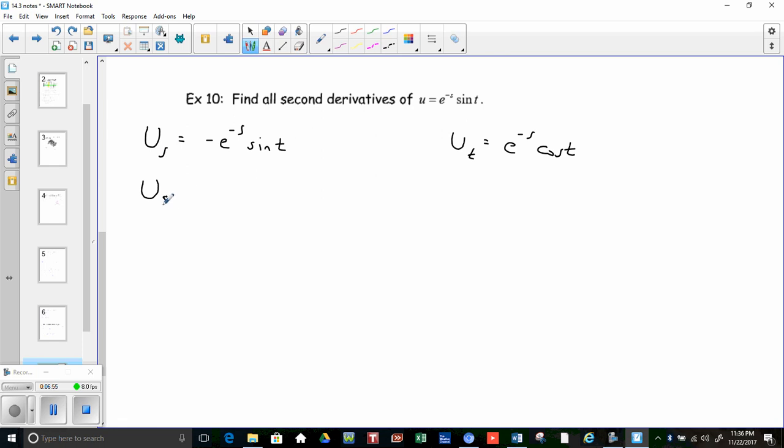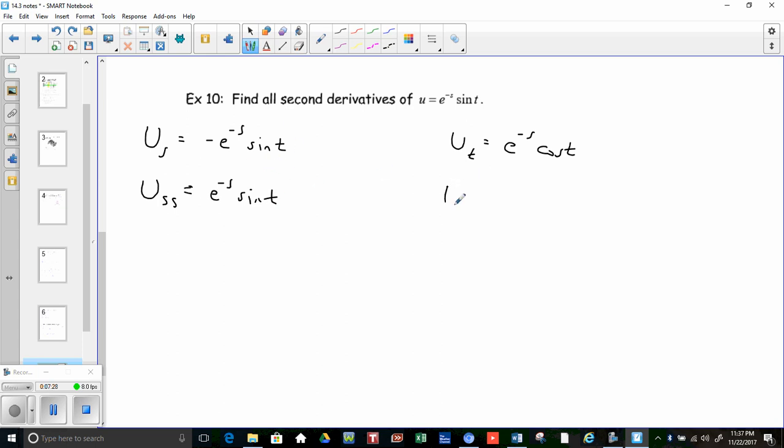Now when it says find all second derivatives, I have to take the derivative of the derivative. That means I've got to take the derivative of the partial with respect to s again, so the partial with respect to s twice. In this case, we take the derivative of this with respect to s. This is the only part that changes, so the negative becomes positive, and it'll be e to the negative s sine t. Again, sine t is constant here.